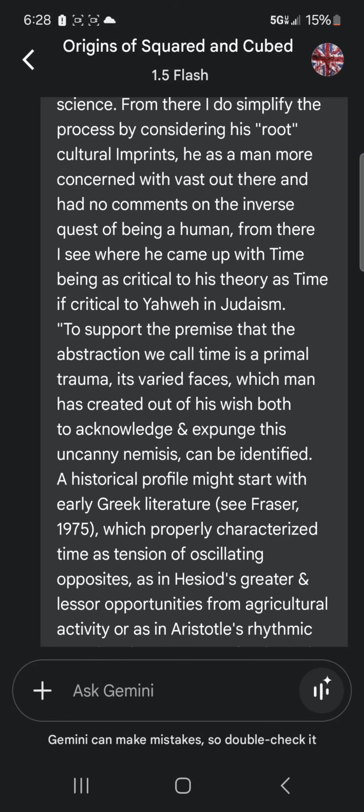To support the premise that the abstraction we call time is a primal trauma in its varied faces, which man has created out of his wish to both acknowledge and expunge this uncanny nemesis, can be identified.